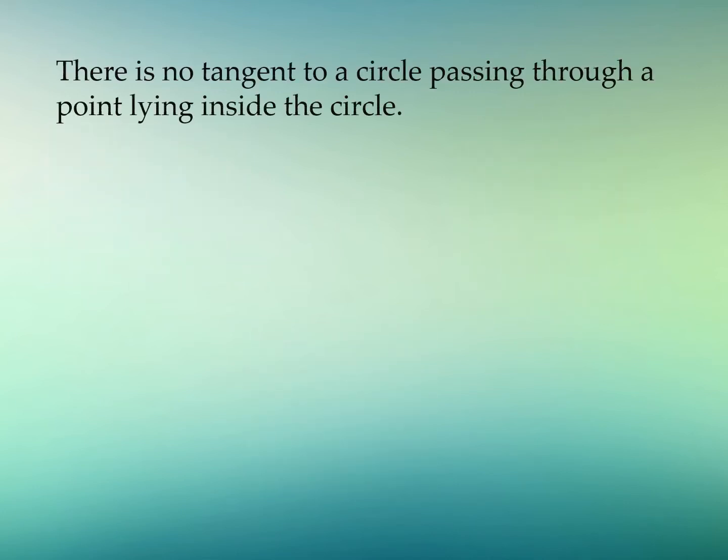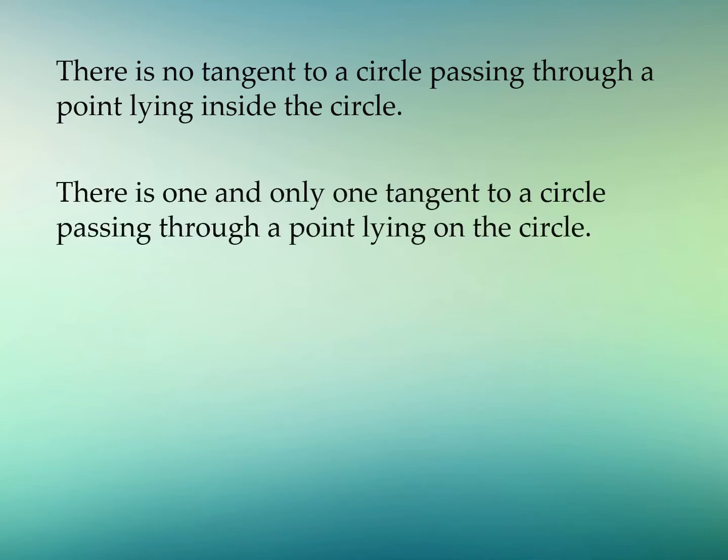There is no tangent to a circle passing through a point lying inside the circle. It's easily understandable that when you have the point inside the circle, you don't have a tangent at all because you could see the lines are not touching the circle at just one point. Similarly, there is only one tangent to a circle passing through a point lying on the circle. So if you have a circle and a point on the circle, there can be only one tangent.